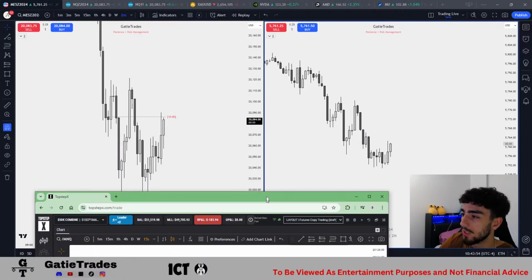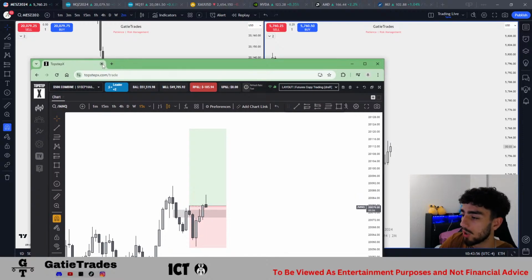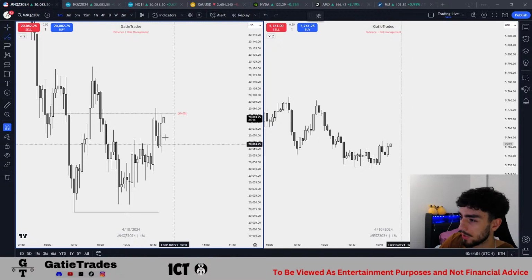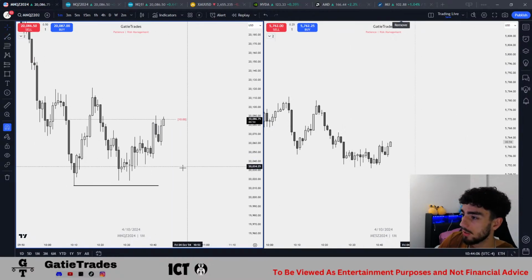Does it look like a winning trade? Yeah, it does, to be honest. That'll probably play out, maybe. What's the 1 minute looking like? The 1 minute order block hasn't formed yet, so you could wait for that. Yeah, looks not bad.